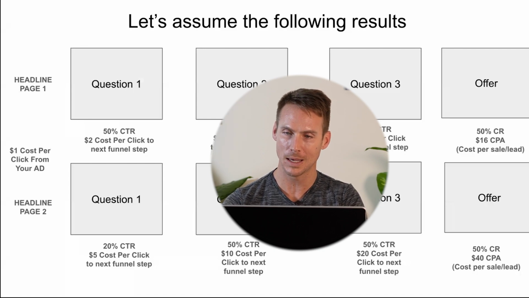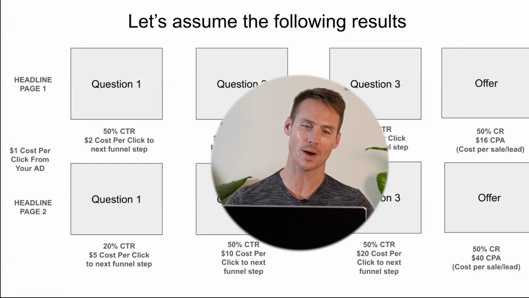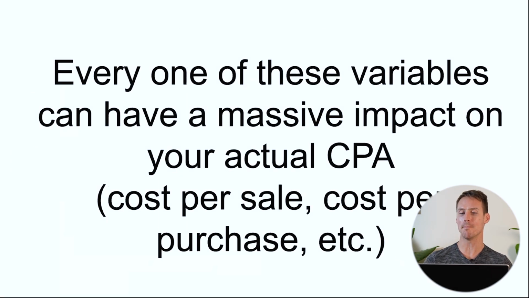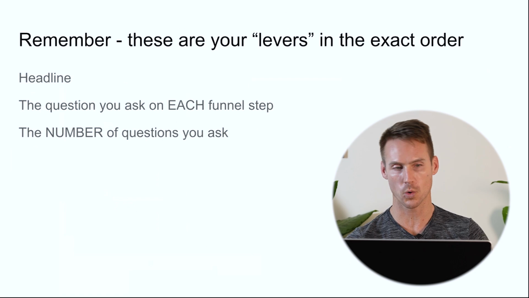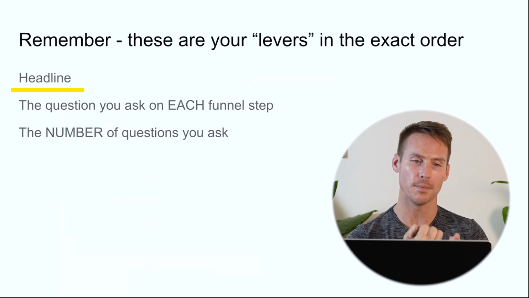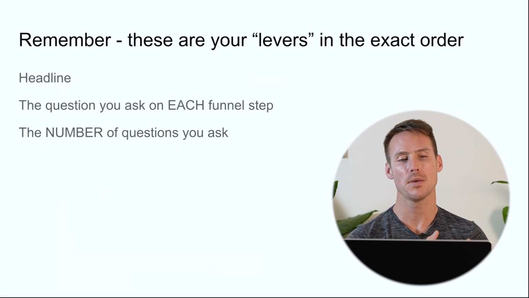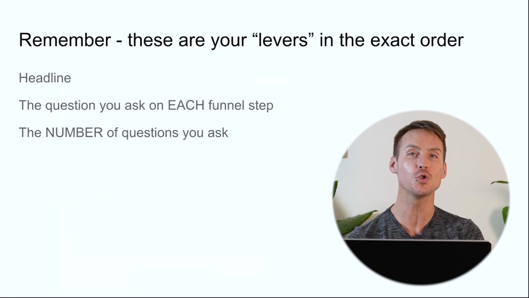But ultimately, you could completely change the outcome of your business and whatever you're advertising if you just focus on these simple things. So every one of these variables can have a massive impact on your actual CPA, your cost per sale, your cost per purchase, your cost per lead, cost per call, whatever it is you're measuring, okay? But remember, these are your levers in the exact order. First is going to be your headline. Second is going to be the question you ask on each funnel step. Third is going to be the number of funnel steps and/or number of questions you ask, right?